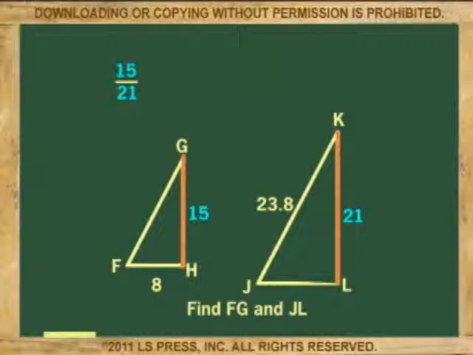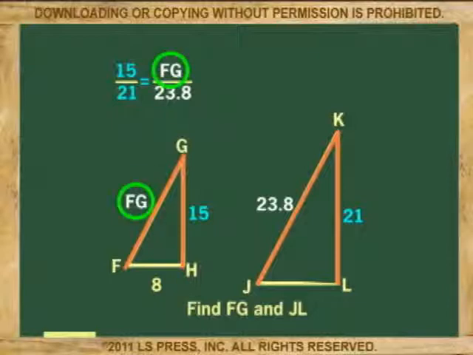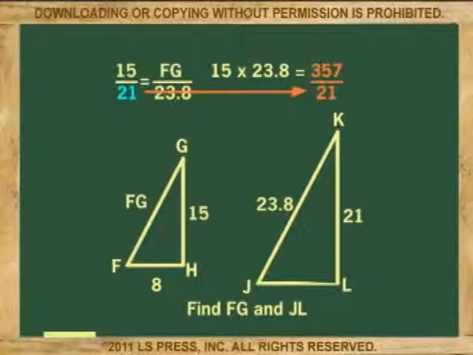So the proportion 15 is to 21, as FG is to 23.8, will tell us the value of FG. Solving the proportion. Multiply 15 by 23.8. We get 357. Divide 357 by 21, and the value of FG is 17.